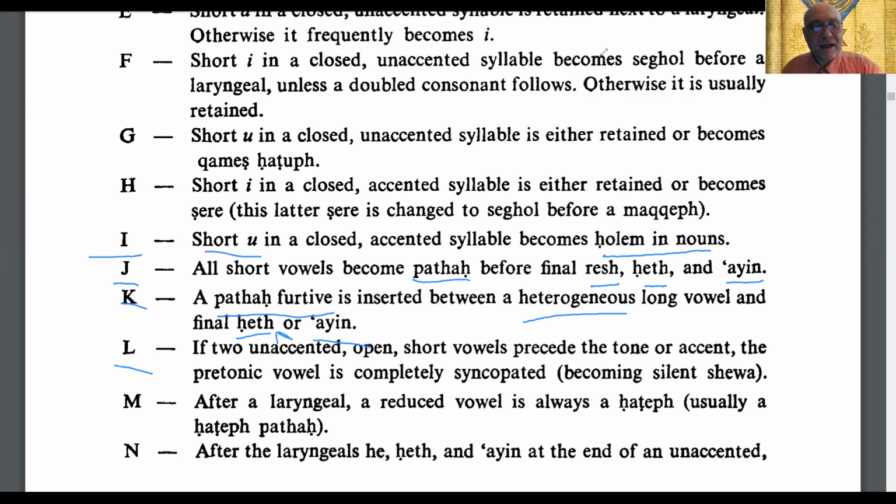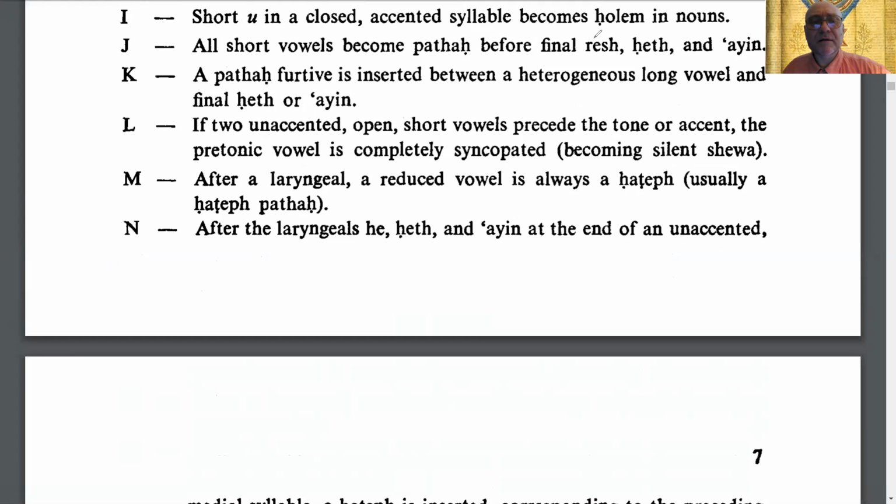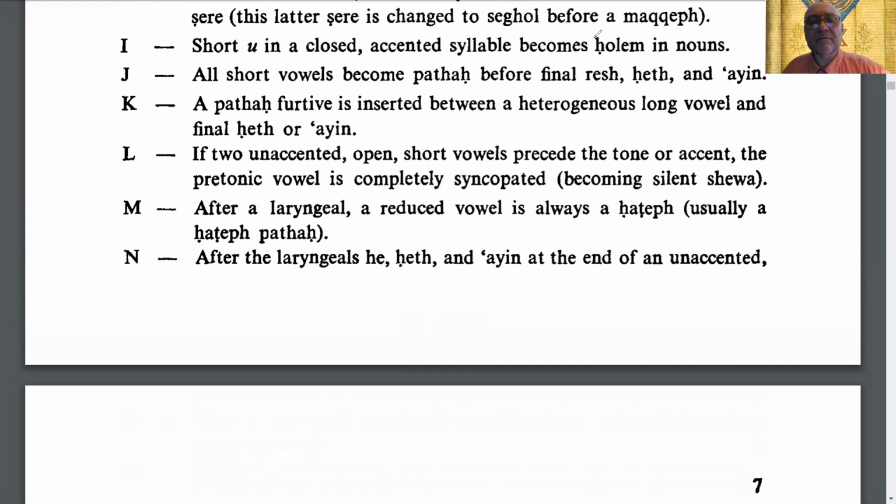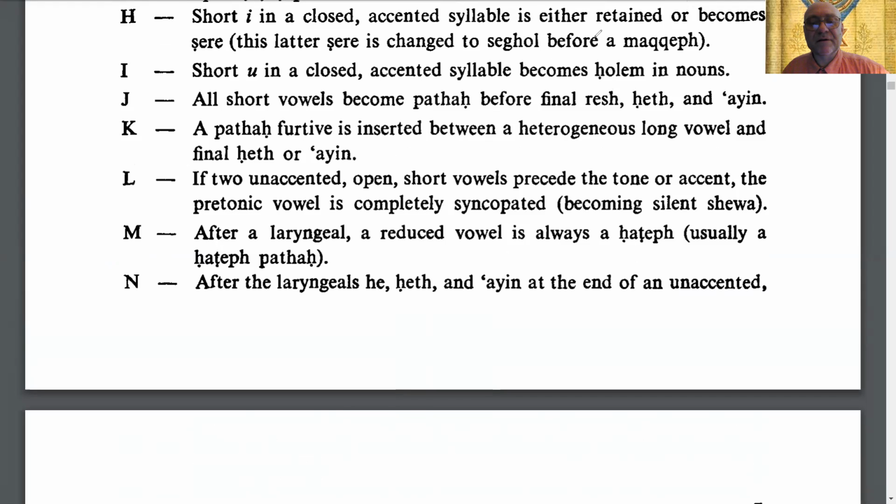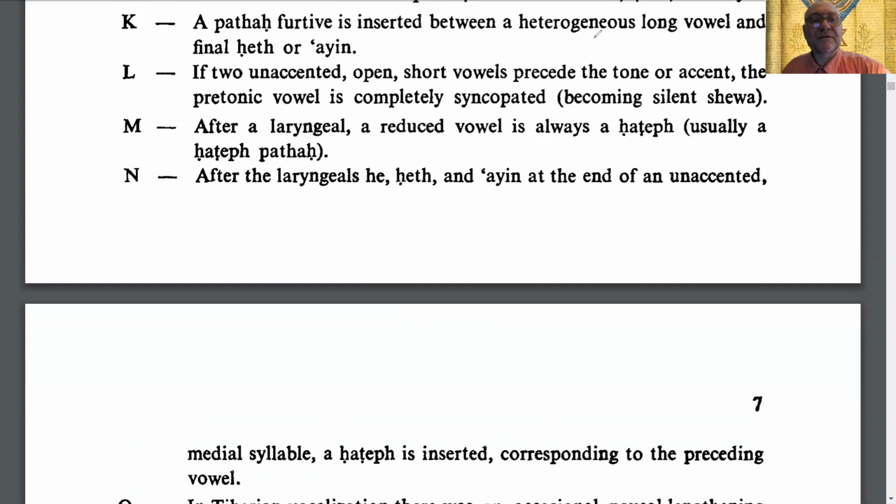L. If two unaccented open short vowels precede the tone or accent, the pretonic vowel is completely syncopated, becomes a silent shava. Okay. Where's that silent shava at? There it is right there.